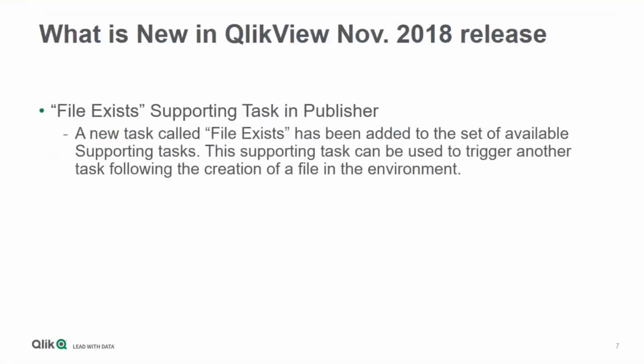We have a new trigger in Publisher called File Exists. I suspect this is going to excite quite a few people because this is a fairly popular thing that people want to do. This basically allows you to do a check for a file. So if you've got a backend system that creates a file that then is used by Publisher to pull in additional data, now you've got a way to set a trigger based on the existence of that file.